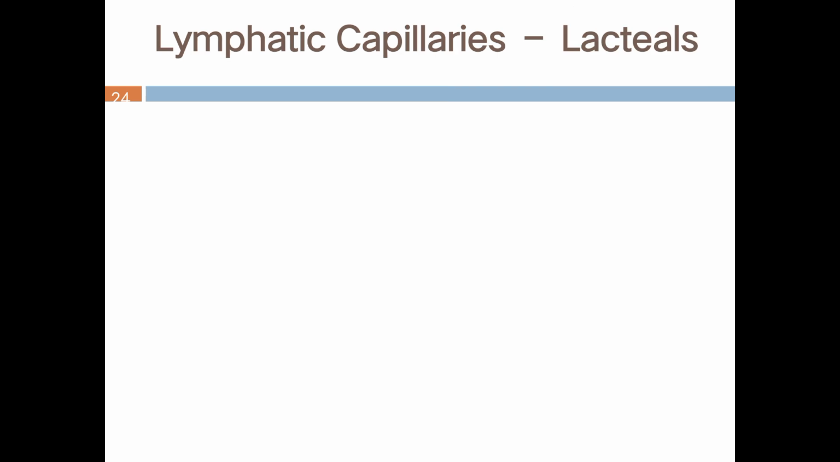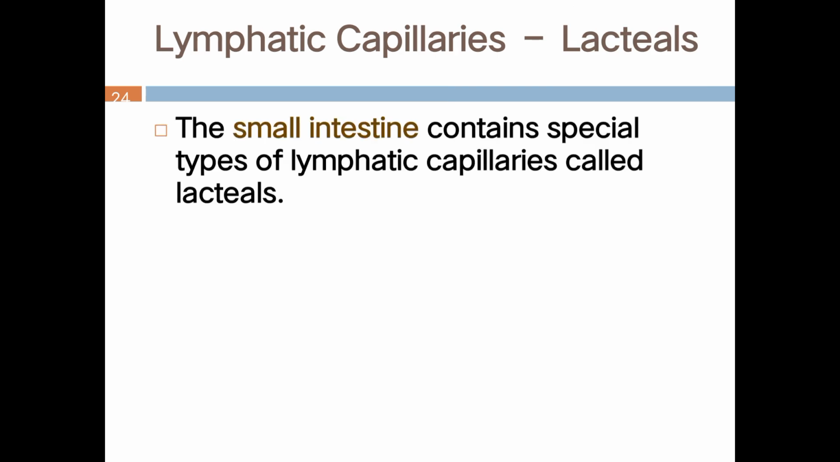So next, lymphatic capillaries: lacteals. The small intestine contains special types of lymphatic capillaries called lacteals. So why are they called lacteals? There are blood capillaries and special lymph capillaries called lacteals in the center of each villus. The blood capillaries absorb most nutrients, but the fats and fat-soluble vitamins are absorbed by the lacteals. The lymph in the lacteals has a milky appearance due to its high fat content, and it's called chyle.